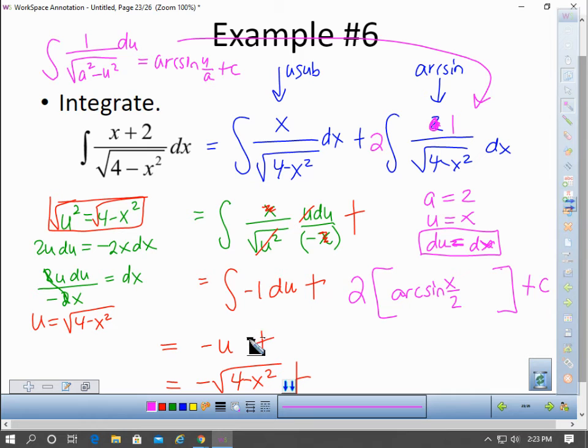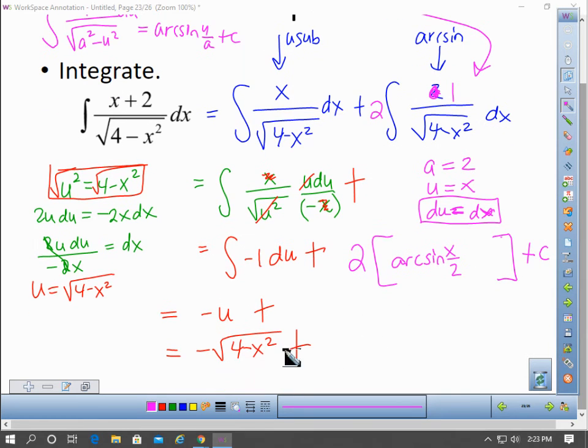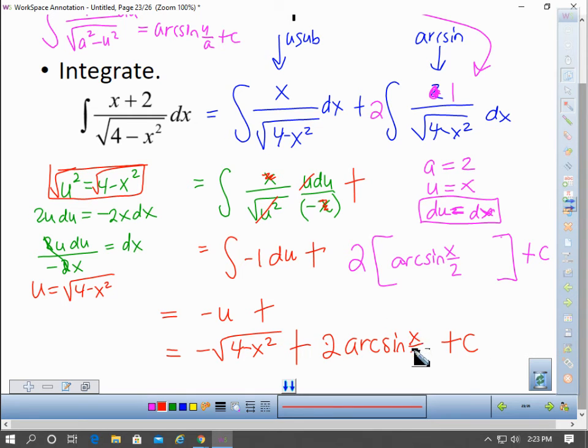All right, so then I'm going to add that to my original answer down here. I'm going to put back red, so that'll be plus 2 arc sine of x over 2 plus c. And you can't distribute this into this angle or anything. You just have to leave that value out.